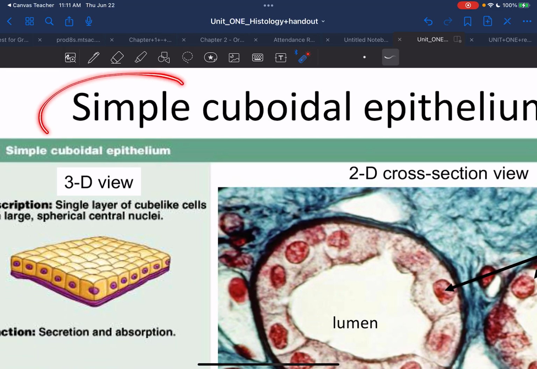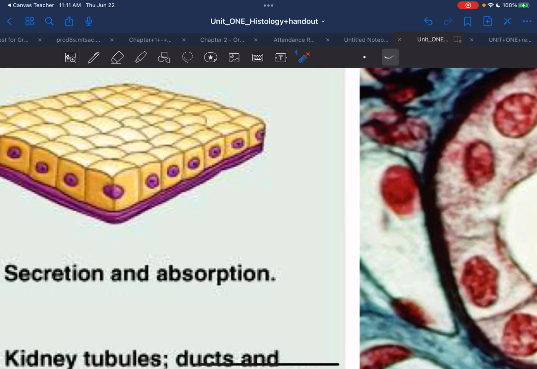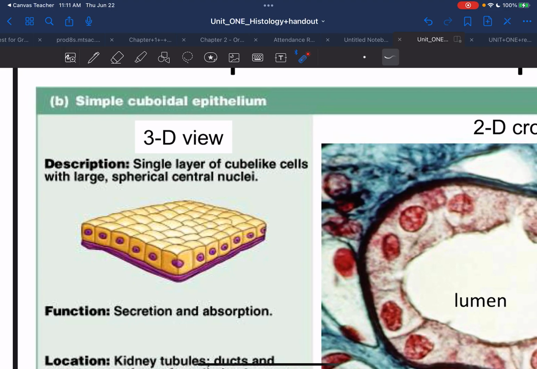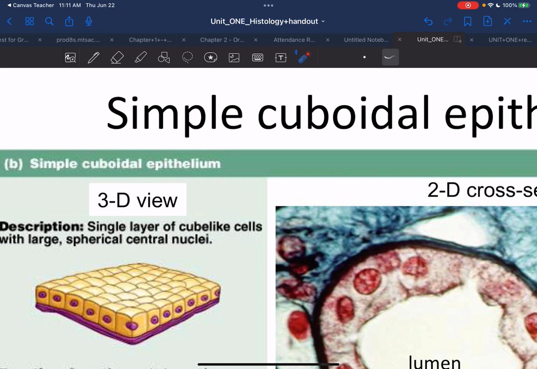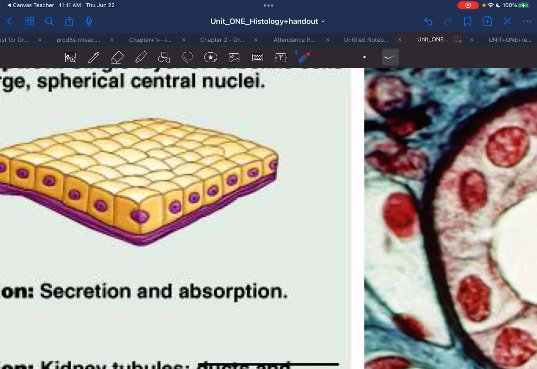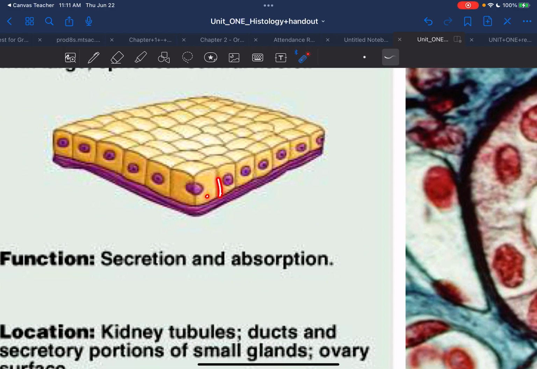Now, you can see simple repeats itself. We expect to see a single layer of cells, a single layer of cells, and then you can see cuboidal. Now we're changing only the shape. So cuboidal means that they're going to be, instead of being flat cells, they're going to be little cubes stacked in a single layer, and once more with our basement membrane keeping it anchored together.